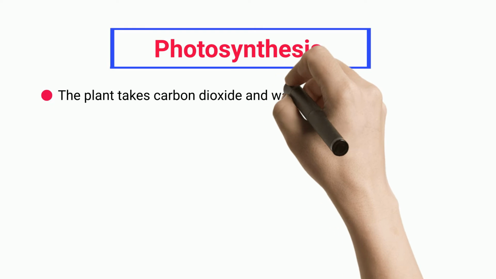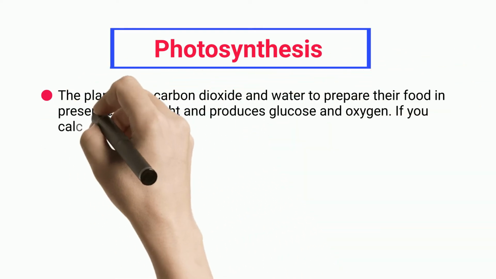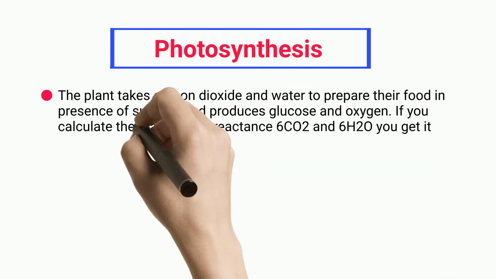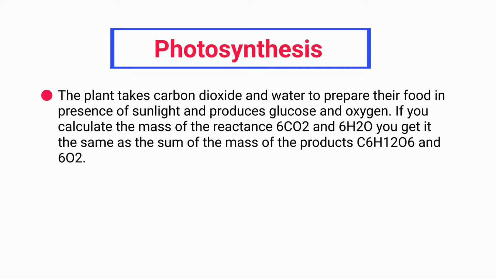Photosynthesis. The plant takes carbon dioxide and water to prepare their food in presence of sunlight and produces glucose and oxygen. If you calculate the mass of the reactants 6CO2 and 6H2O, you get it the same as the sum of the mass of the products C6H12O6 and 6O2.